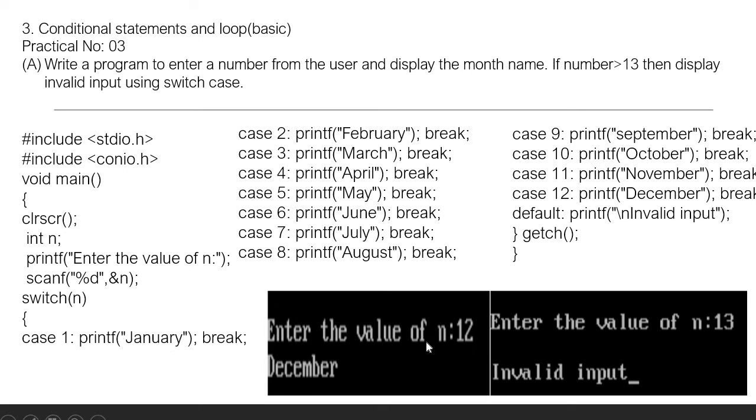So you can see the output over here. Over here I am entering number 12. So case 12 represents the statement December, so it is printing December over here. If I enter some other number which is greater than 12, it will print invalid input. So this is a simple switch case. So this is a loop. Through this loop, my program gets executed. And to break that loop, we require the break statement.